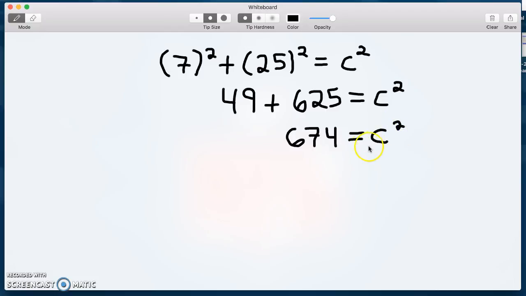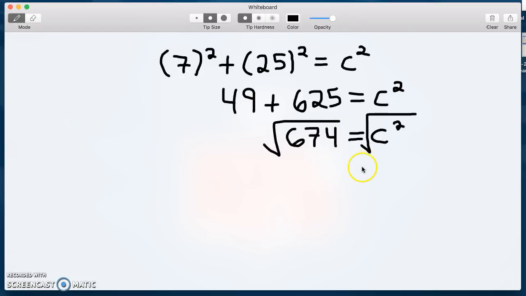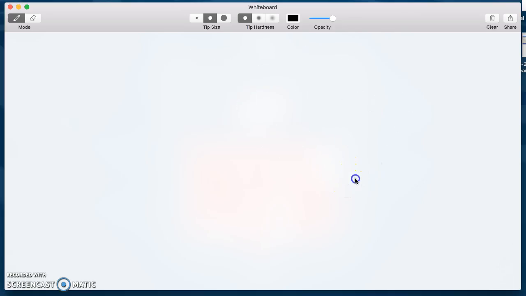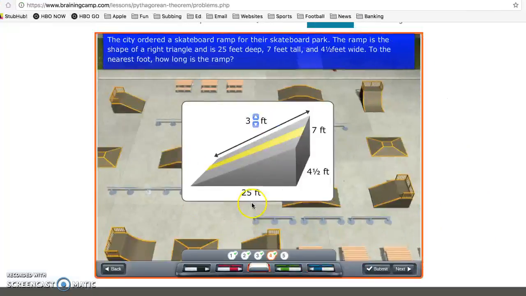And again, to get rid of this square, we need to find the square root. Okay, so now we have approximately C is 26. Let's plug that in. And that's correct.